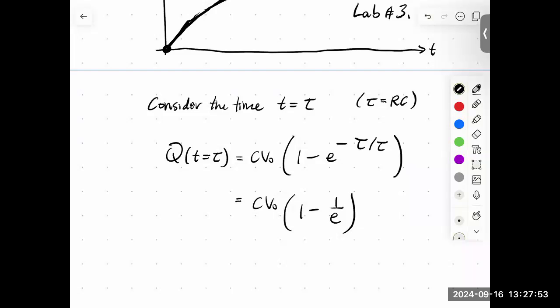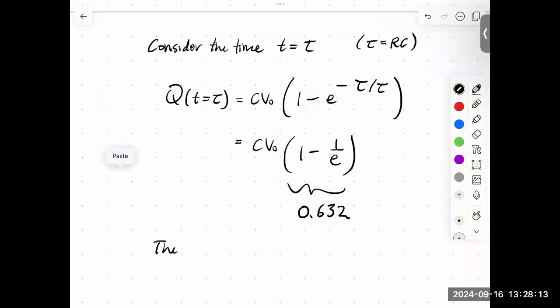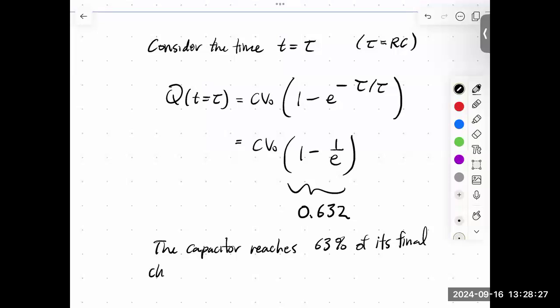Okay. If you put in the correct numbers, I think I wrote down the value. Yes. So it's not 1/3. 1/3 would be like 67%. It turns out to be more like 63%. Okay, so the capacitor reaches 63% of its final charge after one time constant.